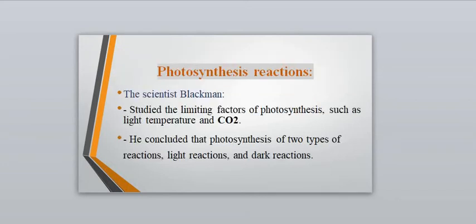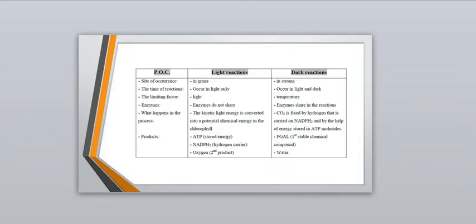Here, Blackman studied reactions and found that there are limiting factors for photosynthesis, such as light, temperature, and carbon dioxide, that limit the reaction of the photosynthesis process and affect it. There are two types of photosynthesis reactions, which are light reactions and dark reactions.